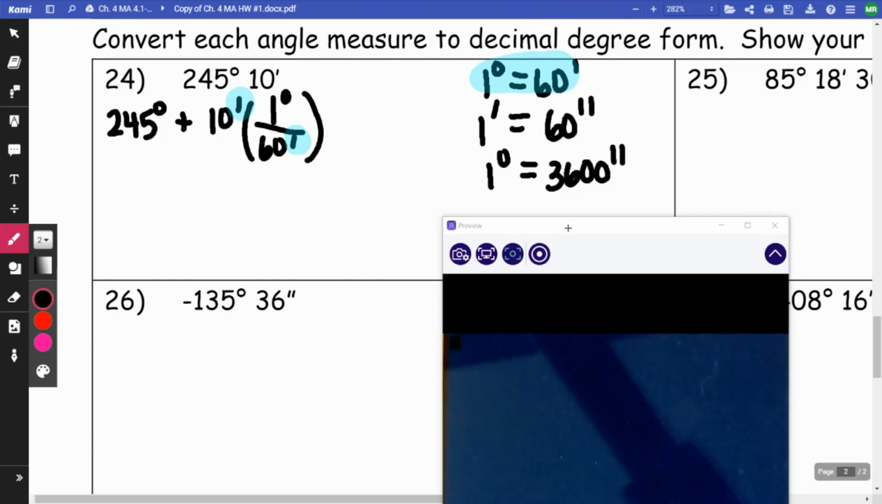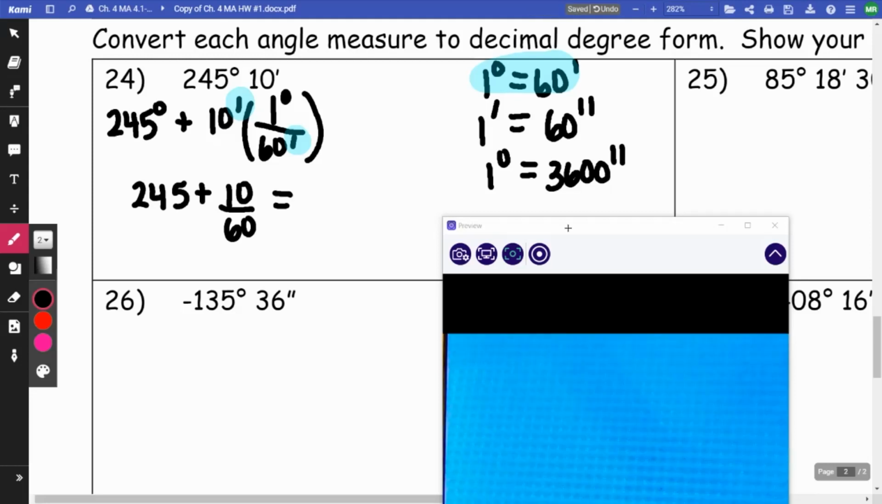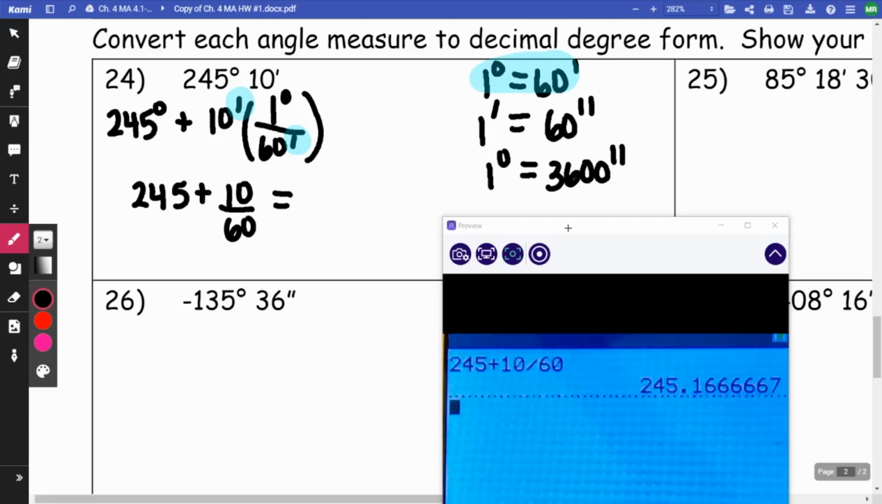Now, what am I basically doing? I'm basically going to be taking 245 and adding it with 10 divided by 60, because I'm converting those minutes into degrees. So when I do this in my calculator, I'm going to take 245 plus 10 divided by 60. And I end up with 245.16 repeating degrees.